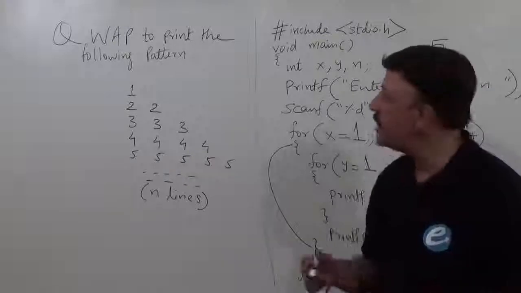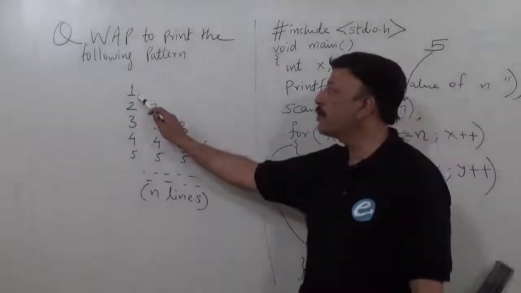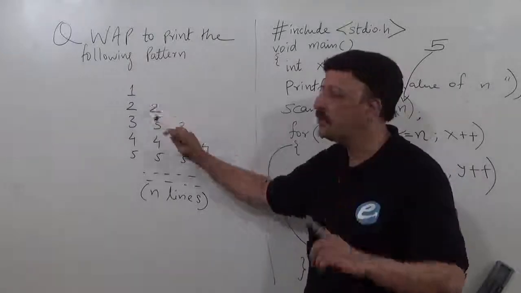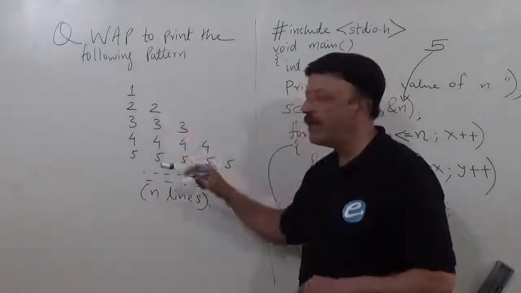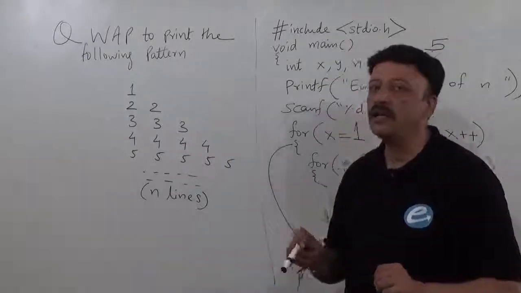Hello friends, let's see another pattern in this video. On the first line we want to print 1 once. On the second line we want to print 2 twice. On the third line we want to print 3 thrice.